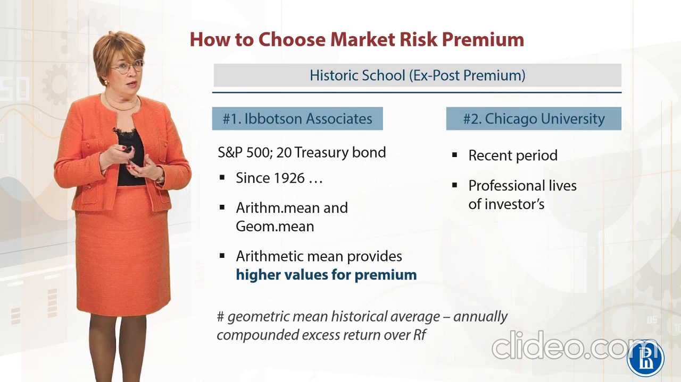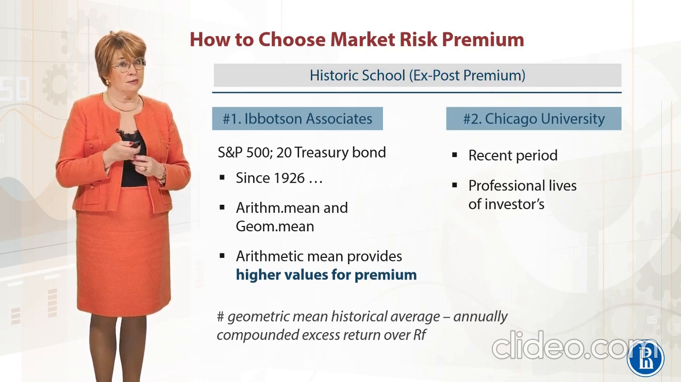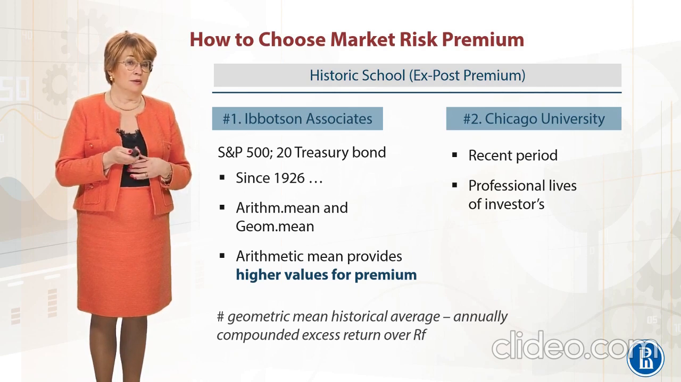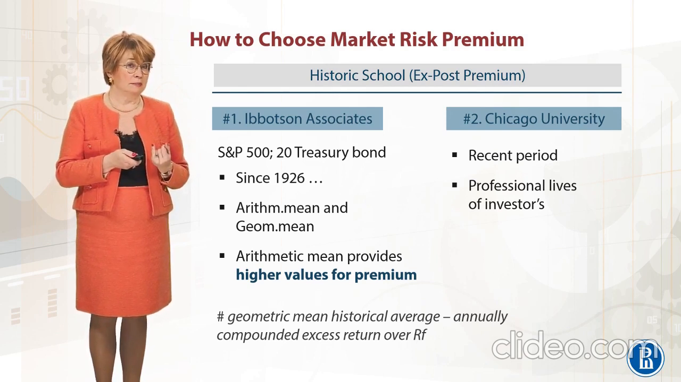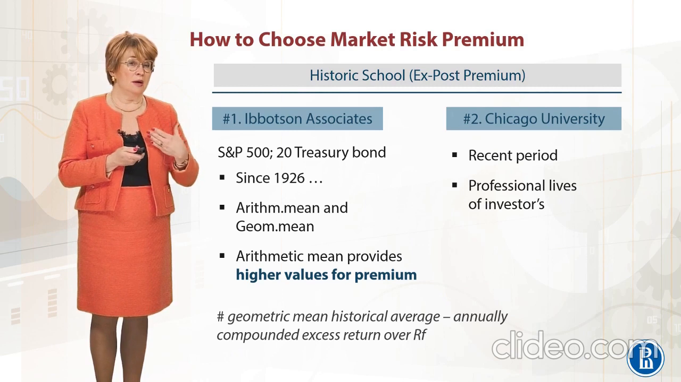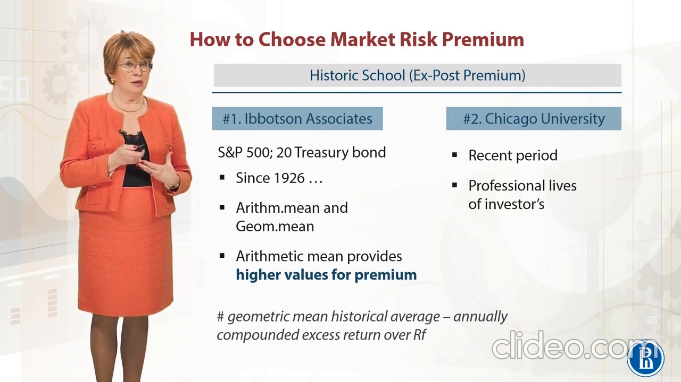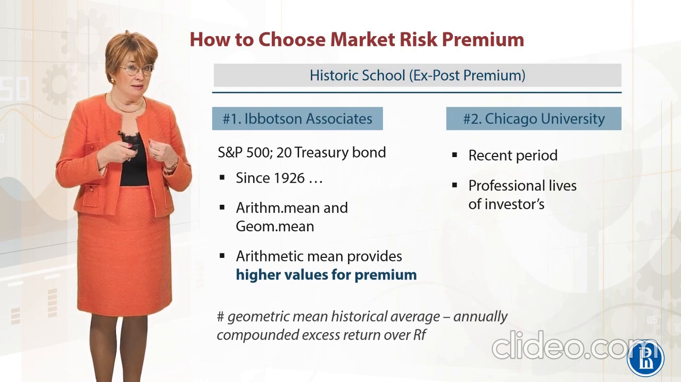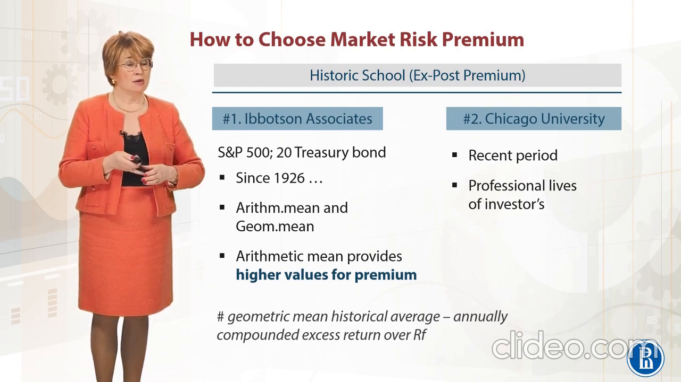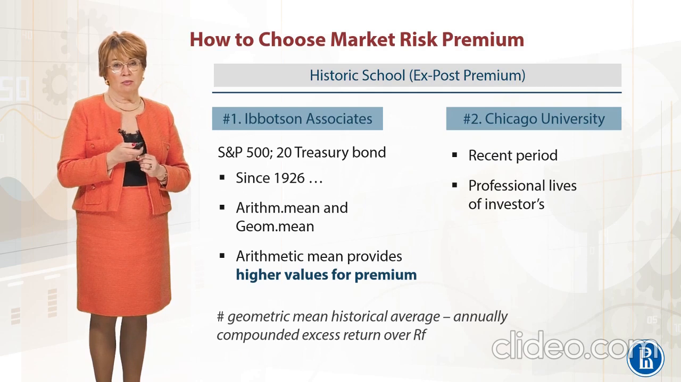Next, this agency, Ibbotson Associates, of course, computes with different techniques. They use this time series of data, but they apply arithmetic means, and also they compute geometric means. And their observations show that the arithmetic mean technique to estimate the average market risk premium from the past data provides higher values for the market premium.